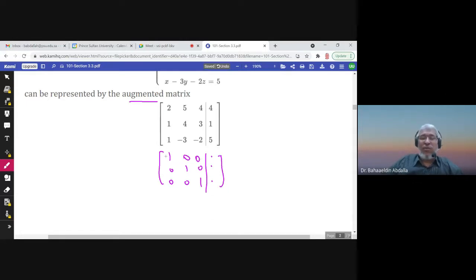First step, I'll go column by column. We usually go column by column. So start with the first column. Look at the first column. This number must be 1.